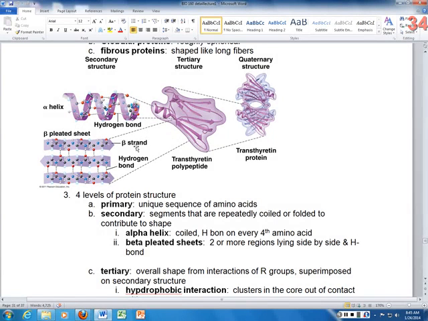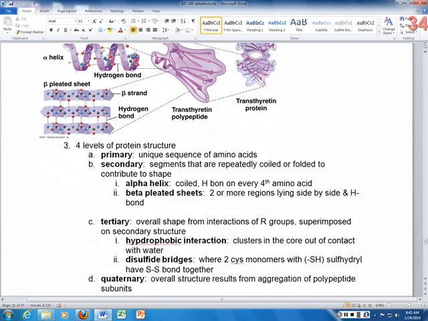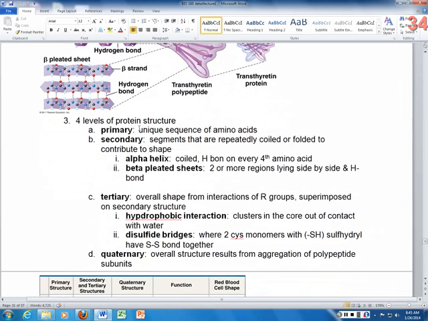So when you have those beta pleated sheets and these alpha helices, you get other parts of it that are closer together, and then you have hydrogen bonds that help hold them in that shape. The tertiary structure is going to be the overall shape. So after you do those coils and folding, you fold it up some more. Here you can have regions where you have hydrophobic interactions, where you can make little clusters of it that are going to be out of contact with water.